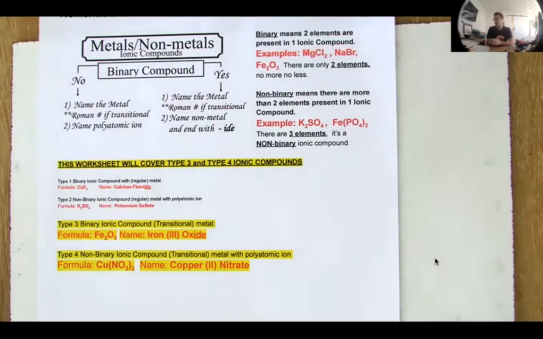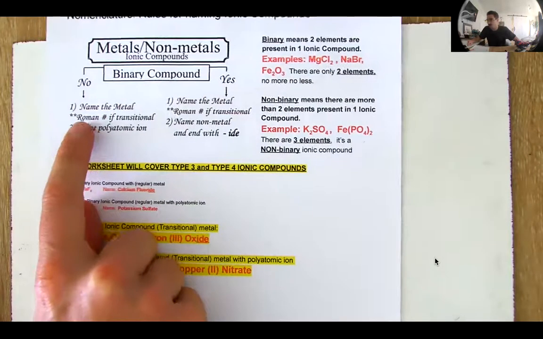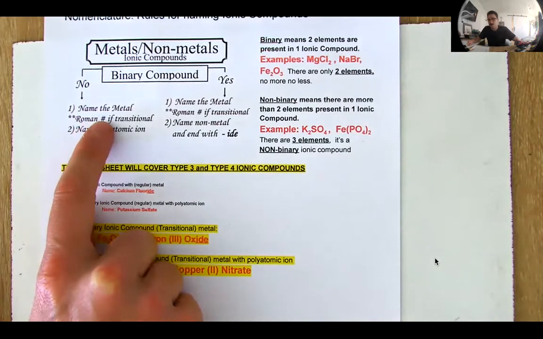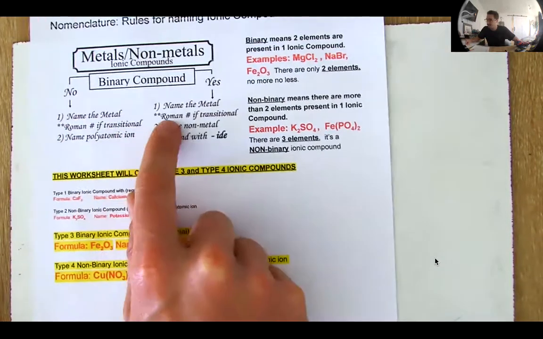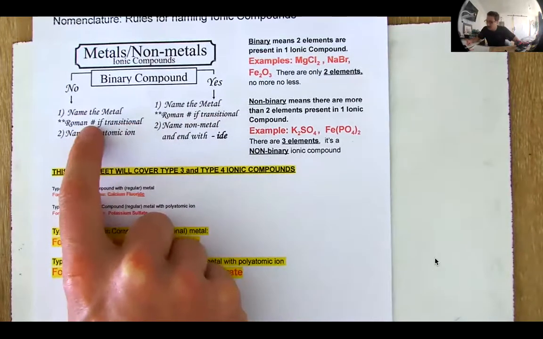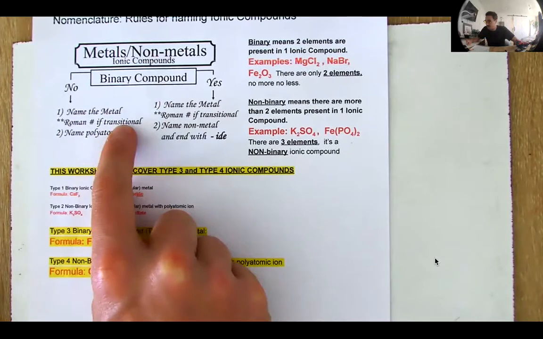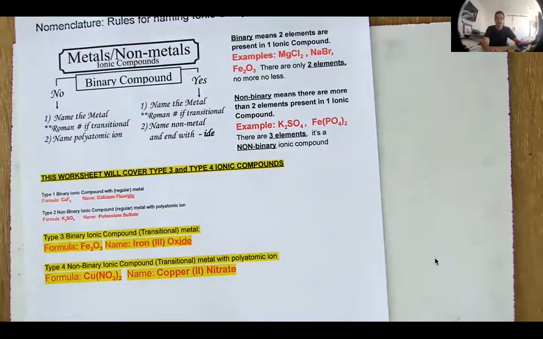Okay, students, now on to the big lesson of the day. We're going to be doing type 3 and type 4 ionic compounds. We follow the same exact rules, except this time we're not going to ignore the little asterisks that say Roman numeral if transitional. You might not know what Roman numerals are, and you might not know what transitional means, so I'm going to teach you that right now. Here are the Roman numerals.